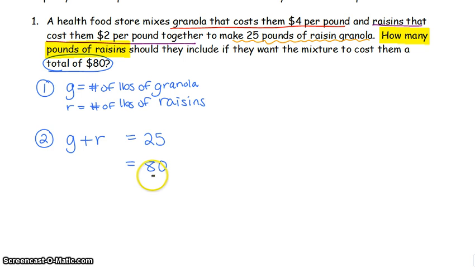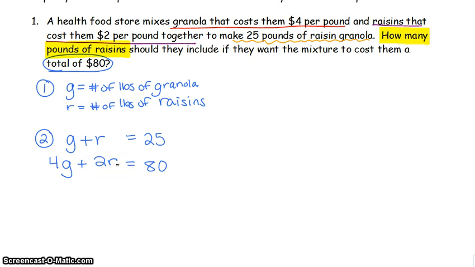Now I have to consider cost. Money normally is all in one equation. If I'm trying to spend $80, I think how much does granola actually cost? Well, granola is costing $4 for every pound. And I underlined that raisins were costing $2 a pound. So it's 4 times G, $4 for every pound that we're buying, and $2 for every pound of raisins.